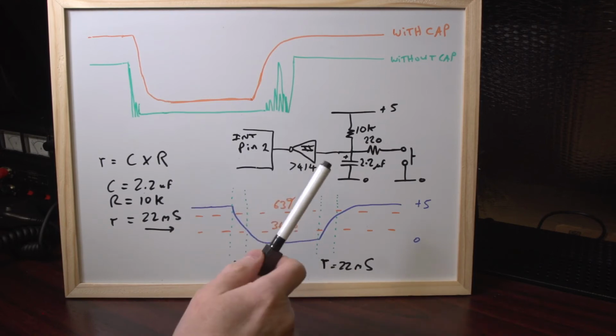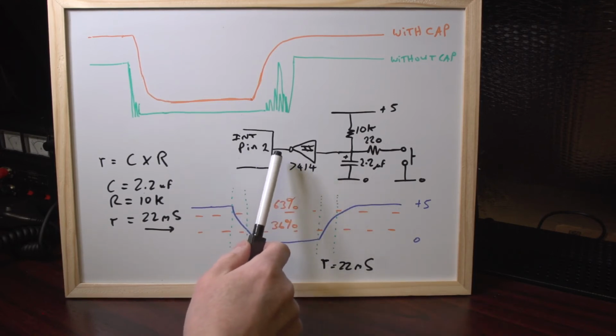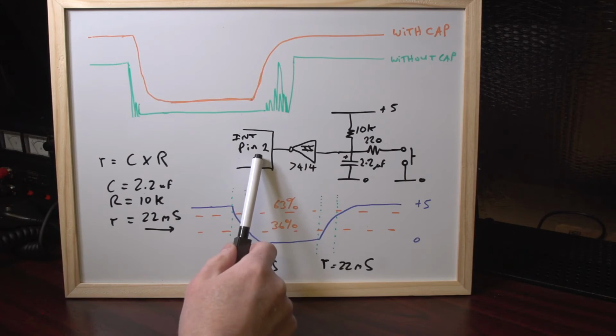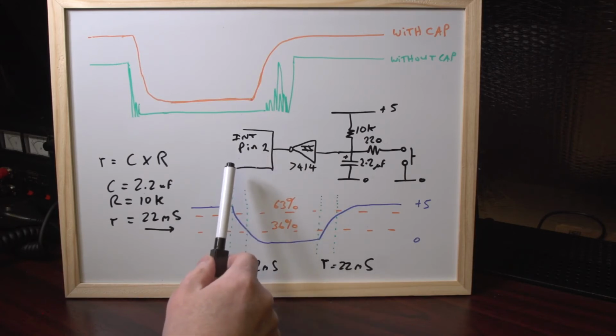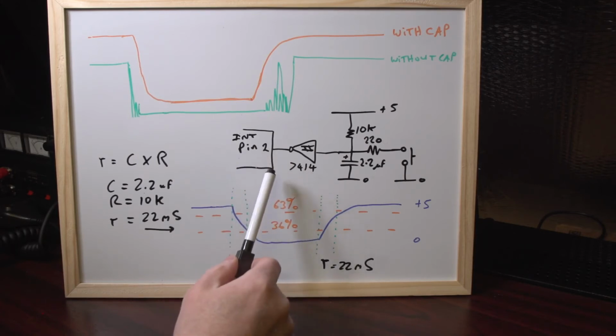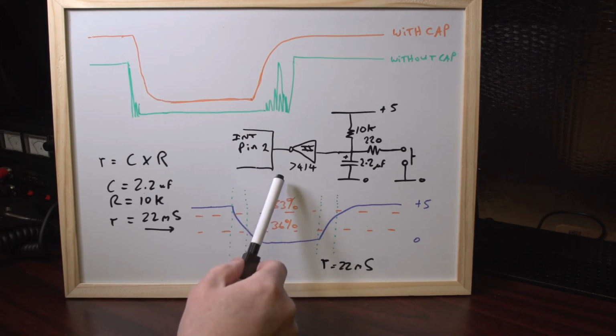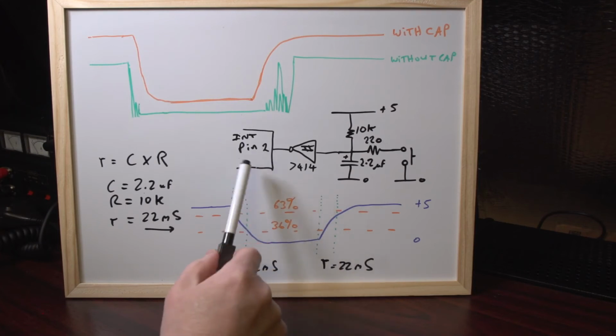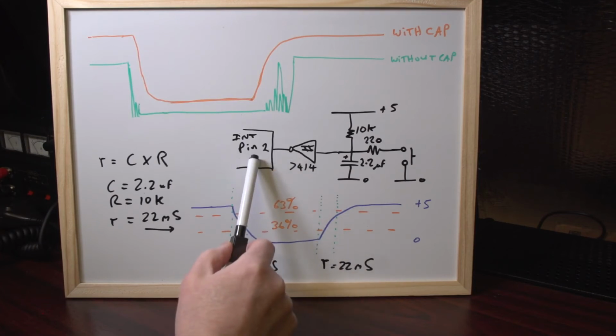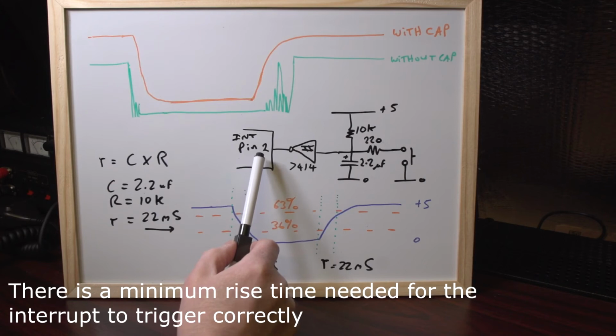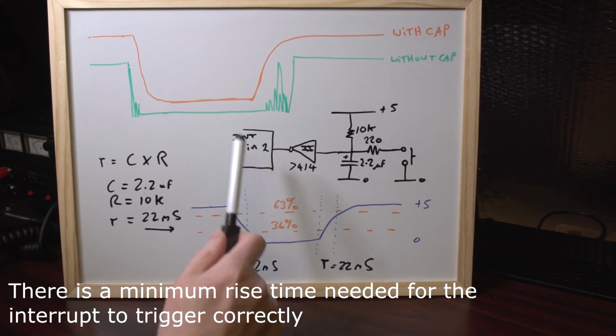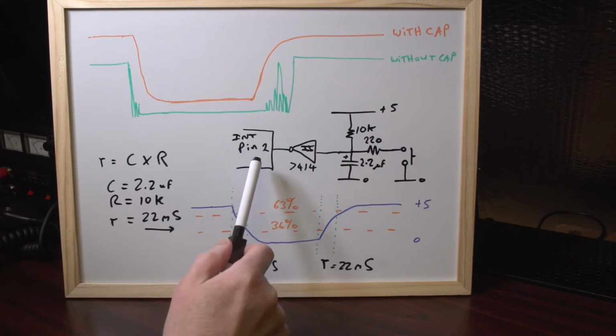There's also another reason why we need a very fast rise and fall time driving the interrupt pin. I've recently been doing some experiments, and this appears to be an undocumented thing on the internet. I haven't been able to find any reference to it at all, but there is actually a minimum rise time that you need for the interrupt pin to work on an ATMega328p. I'm not sure if this is a problem with other ATMega chips in the same range, but it certainly is affecting this one, the ATMega328p.